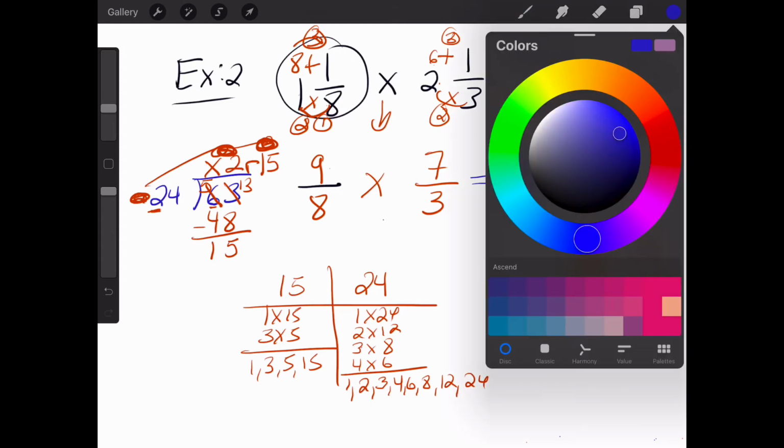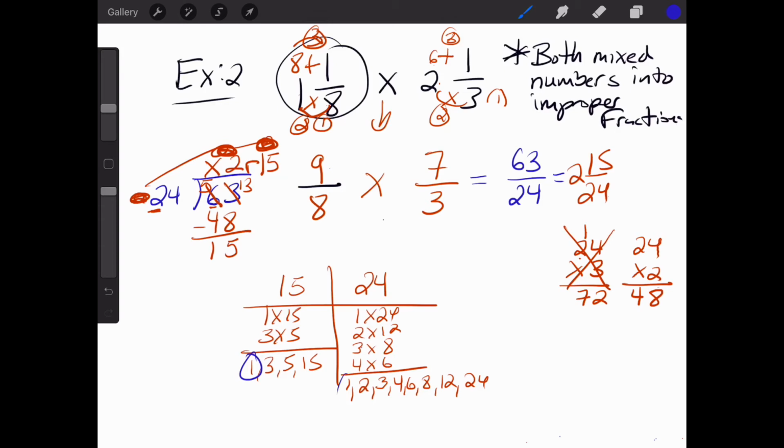Change colors here. You have a 1 on both sides. You have a 2? No. You have a 3 on both sides. Do you have a 4? No. Do you have a 5 on both sides? I'm sorry, you have a 3 on both sides. Yeah. Do you have a 5 on both sides? No. Okay. Do you have a 15 on both sides? No. 6? No. 8? No. 12? No. 24? No. So your GCF is going to be 3, the greatest common factor.